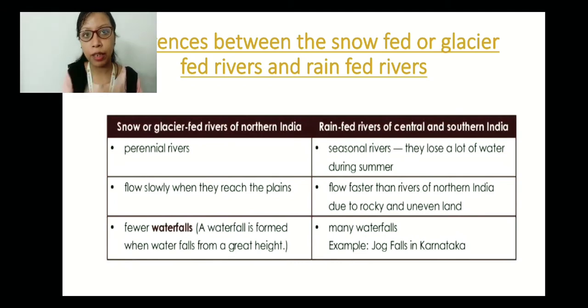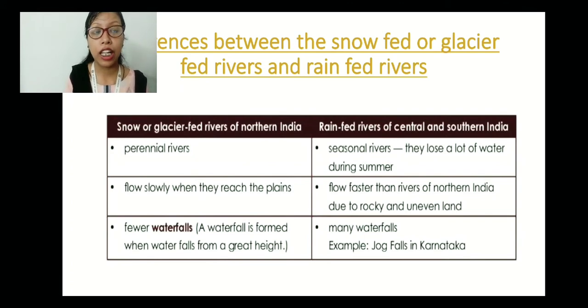We have already talked about the non-perennial and perennial. So perennial are the rivers which flow continuously, and the non-perennial rivers are the periodic rivers. Therefore, perennial rivers will fall under the snow or glacier-fed rivers of northern India, and non-perennial rivers or the seasonal rivers, that means they lose a lot of water during summer, will fall under the heading of rain-fed rivers of central and southern India.